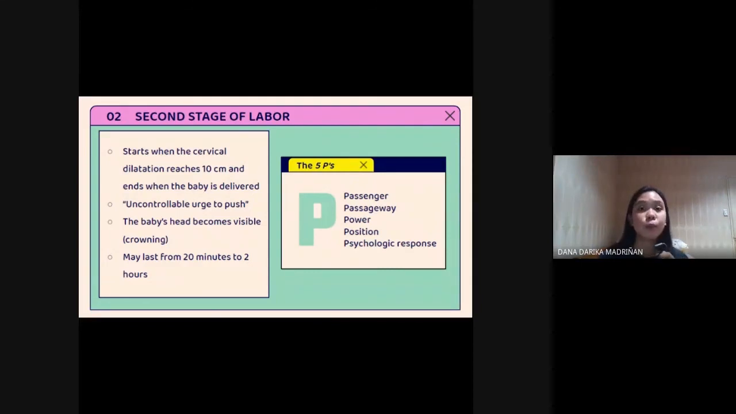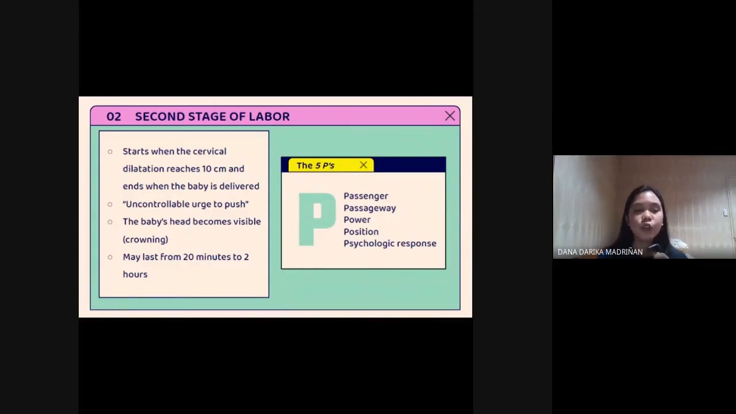Passenger po refers po kay baby, and dahil po malambot po yung head nila, kaya po nilang dumaan pa po kay mommy. Second P is passageway. Passageway naman po ang daanan ni baby. So, o sa English po, the birth canal. And the mother's pelvic size is also considered po here kasi nga po pag masyado po maliit, baka mahirapan po tayong ilabas po si baby.